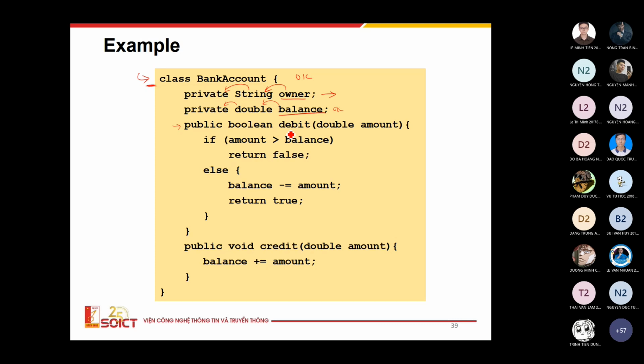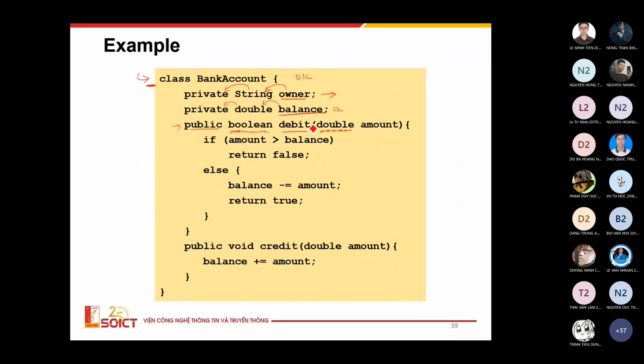Một phương thức là debit. Có phạm vi truy cập là public, kiểu trả về là boolean, tham số truyền vào là amount có kiểu dữ liệu là double. Lúc nãy em nói debit có kiểu boolean, không phải kiểu dữ liệu mà là kiểu trả về. Đúng rồi, kiểu trả về là boolean nhé. Đấy, phải rất cẩn thận.